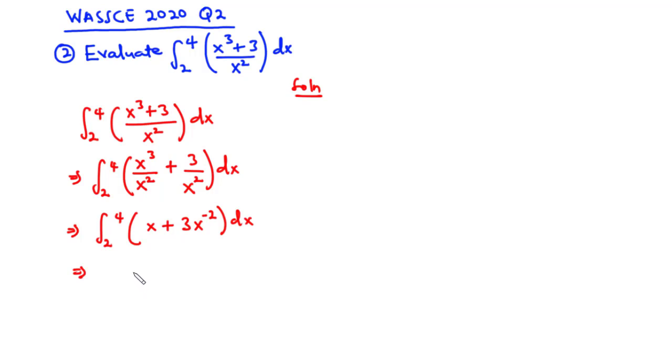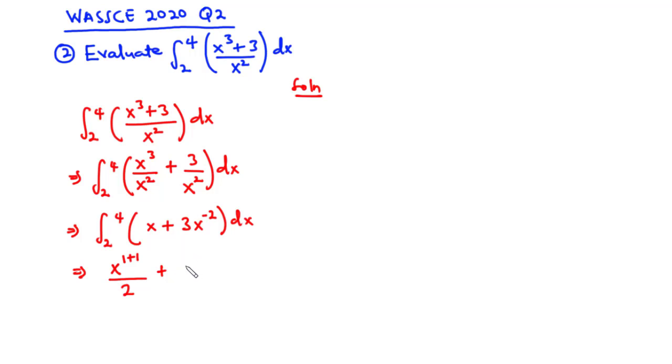Now we are going to perform the integration. So in doing so, we are going to increase the exponent of x by 1, and then we divide by the total exponent. So this is what we are going to do. For x, the power of x, or the exponent of x, is 1. So we are going to increase the exponent by 1. So that becomes 1 plus 1. And then we divide by the total exponent, which is 2.